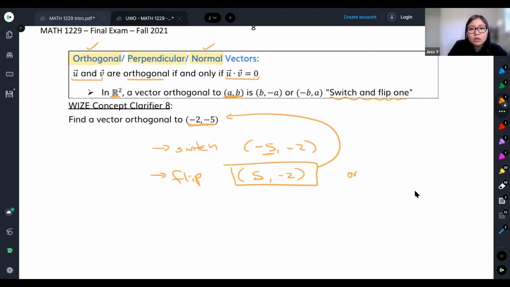Or if you really wanted to, you could have flipped the other number. So you could have left the -5 and flipped the -2 to make it +2. So that is another possible answer that is orthogonal to (-2, -5). We're going to need this later on in chapter 2 when we're doing lines. Only in R2 do we have this cool little trick. All right.